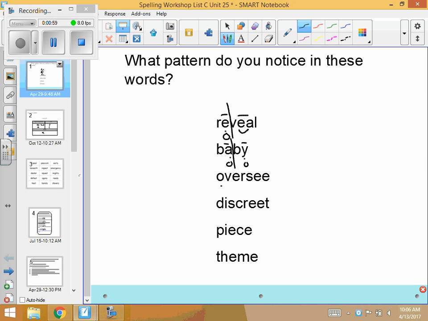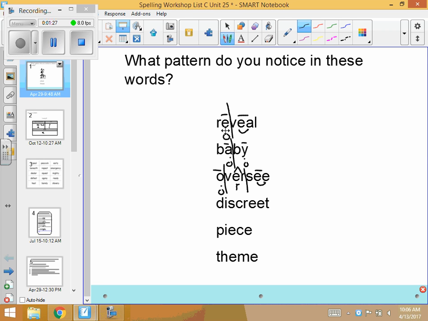Next we have oversee. Our syllable breaks would be here and here. We have a long O, which is open. Then we have a double E vowel team. It makes a long E sound for oversee.